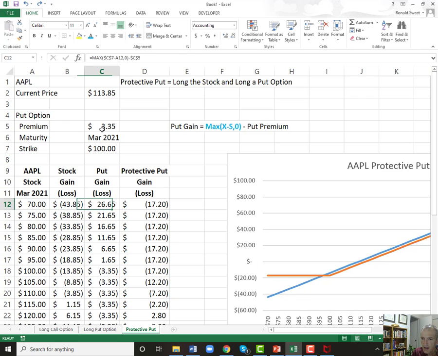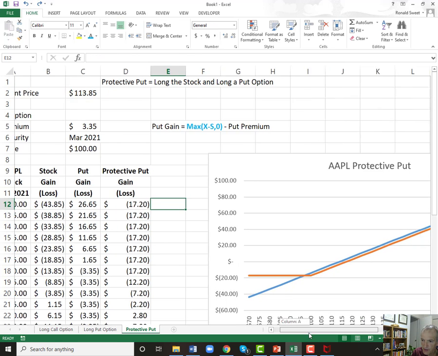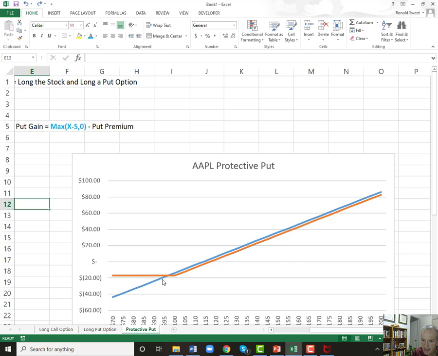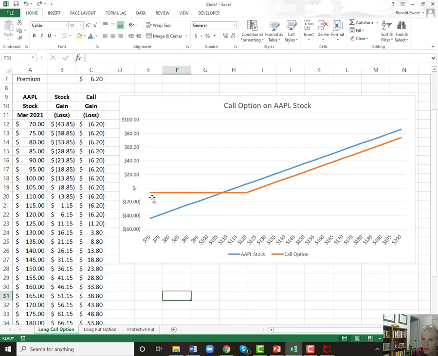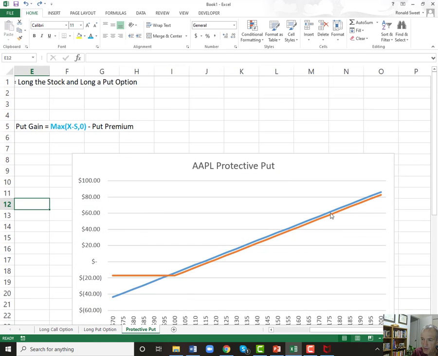But this should look really familiar to you. Doesn't this look like the exact same hockey stick we saw with the call option? Not exactly the same, but a very similar hockey stick. If the stock goes up, we make money, but if it falls, we've got protection.